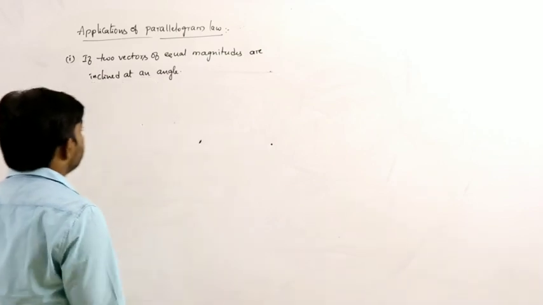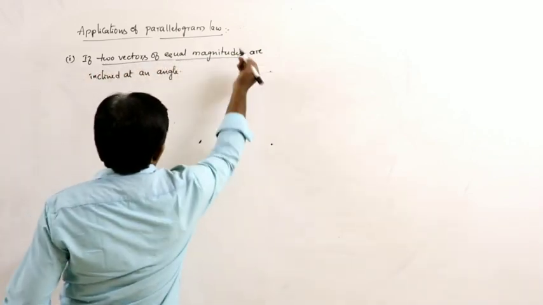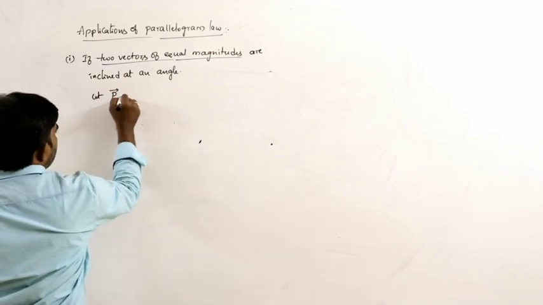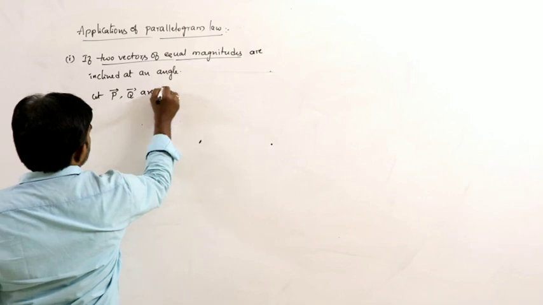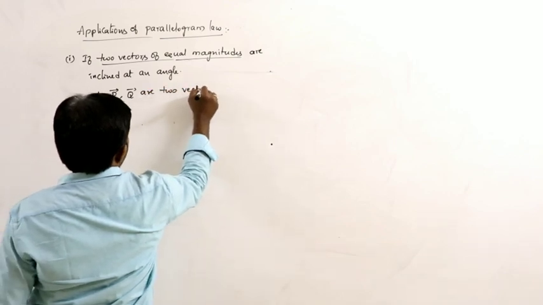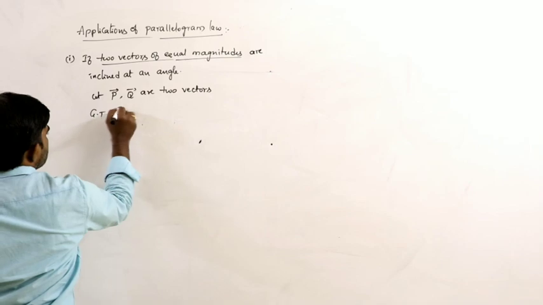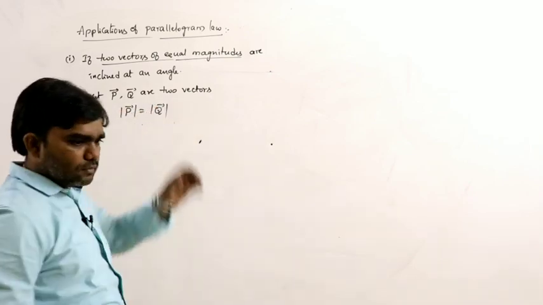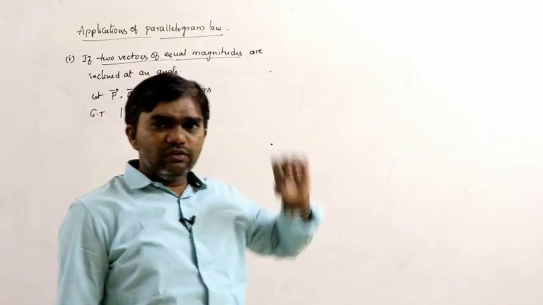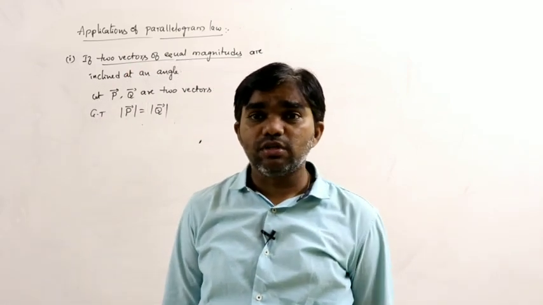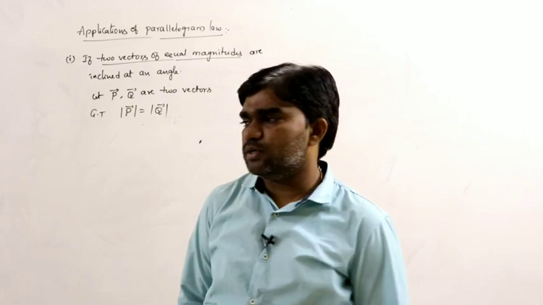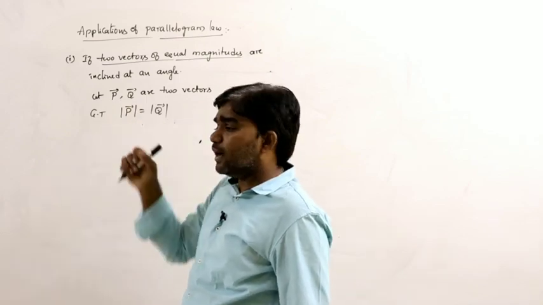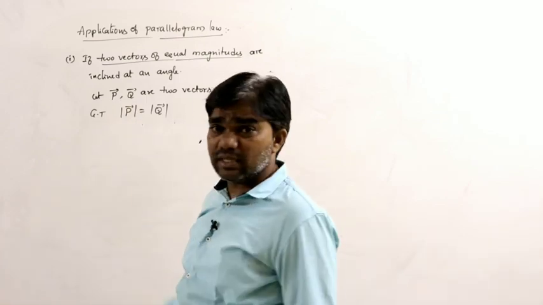So here, two vectors of equal magnitude. Let p bar, q bar be two vectors, given that modulus of p bar is equal to modulus of q bar. So the magnitudes of the vectors are the same, that is the given situation. Two vectors having the same magnitude, that's why magnitude of p bar equals magnitude of q bar.